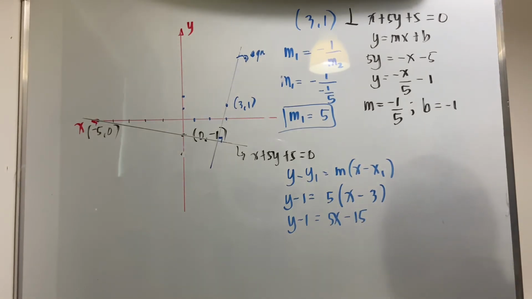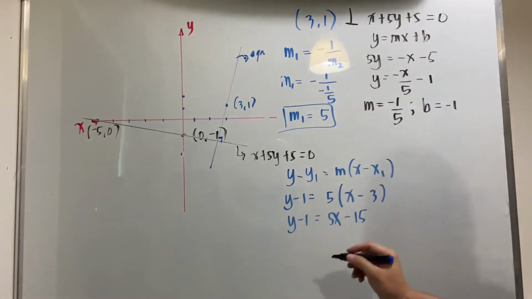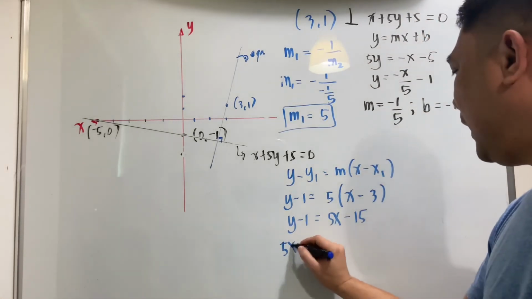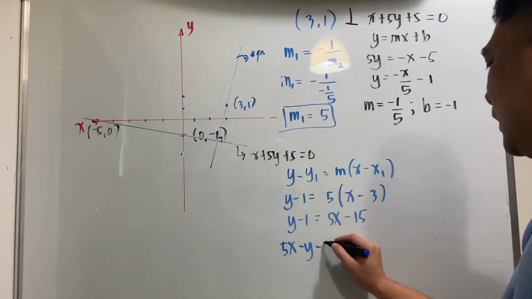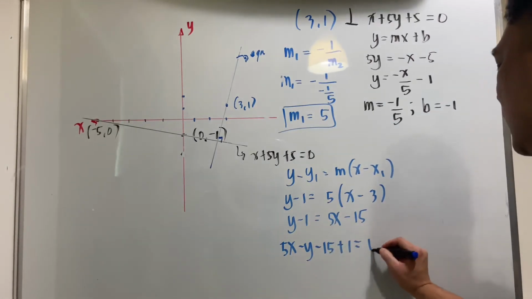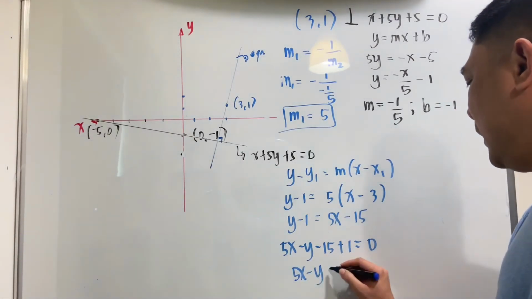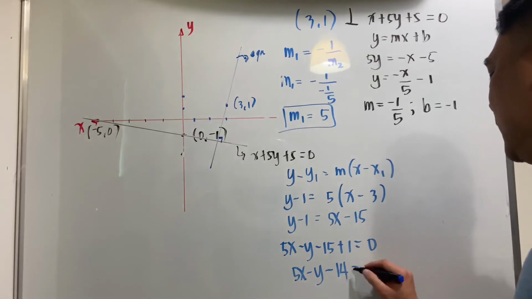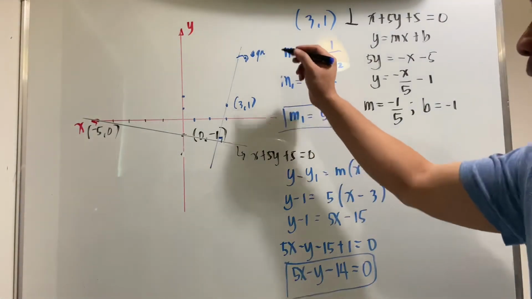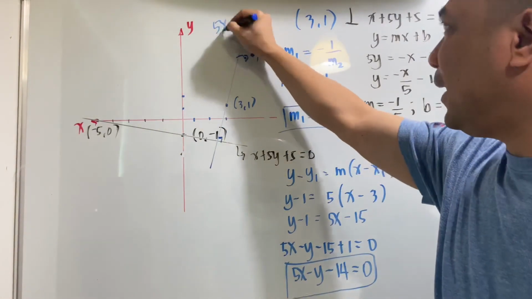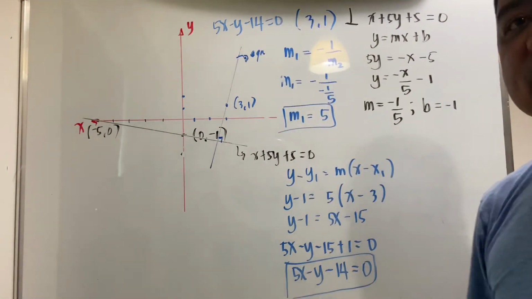So if you rewrite this one in this form, you'll have 5x minus y minus 15 plus 1 is equal to 0. So therefore, you have 5x minus y minus 14 is equal to 0. So the equation of this line is 5x minus y minus 14 is equal to 0. Okay?